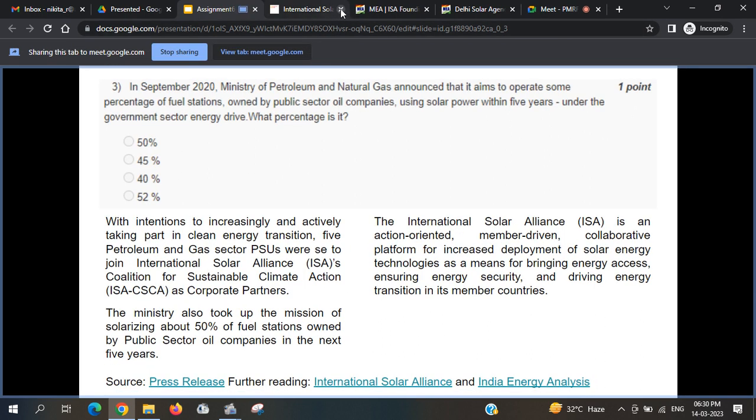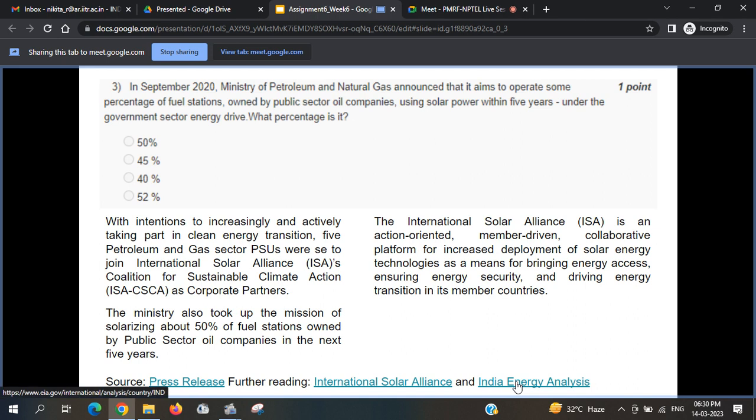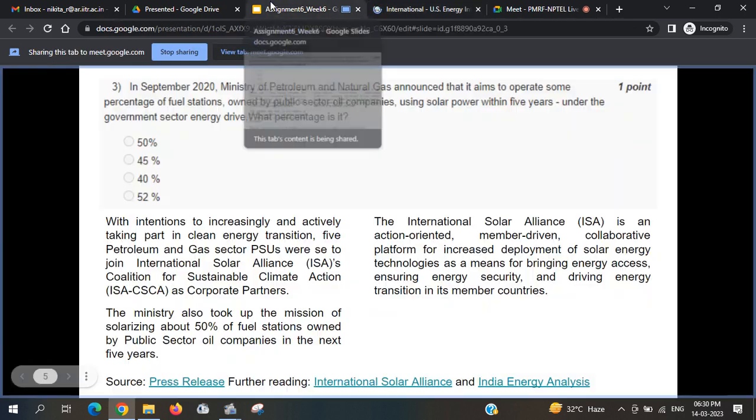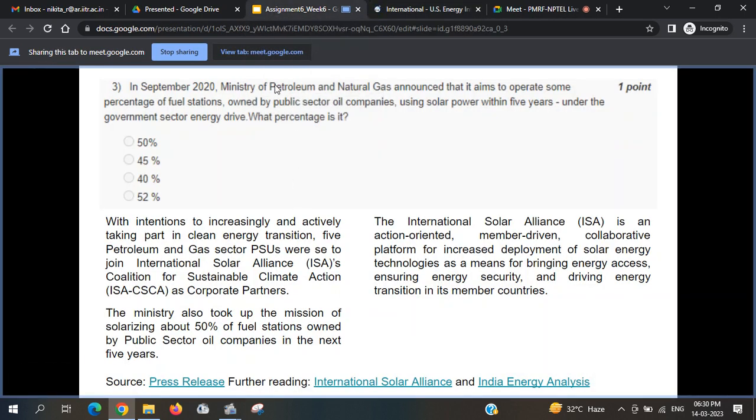Apart from that, I have also provided you a link which shows India's energy analysis, so how India is dependent on different energy sectors. As for this question, I think it's clear that we are talking about what percentage of fuel stations were pledged to be solarized by the government. That is 50%, that we know.